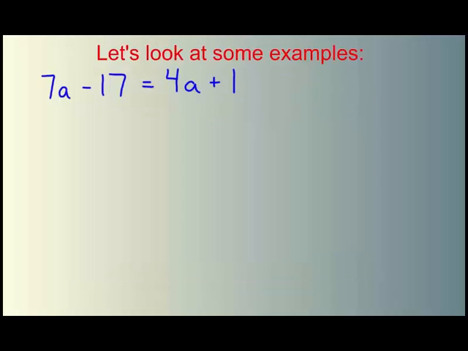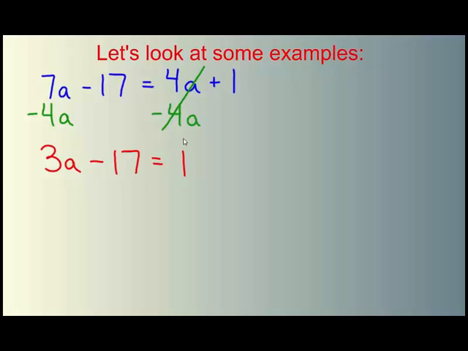First one we'll look at is 7a minus 17 equals 4a plus 1. In this case, there's nothing to simplify, so we can just go right ahead and start moving from one side of the equation to the other. So first step is to combine all your variables onto one side. So in this case, I'm going to take the 4a from the right side, subtract it over to the left side in order to combine those.